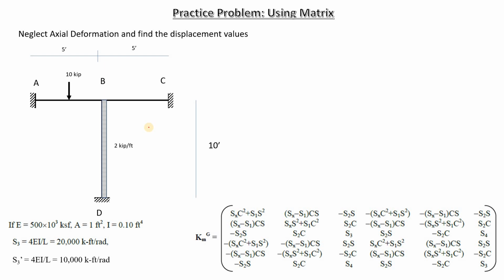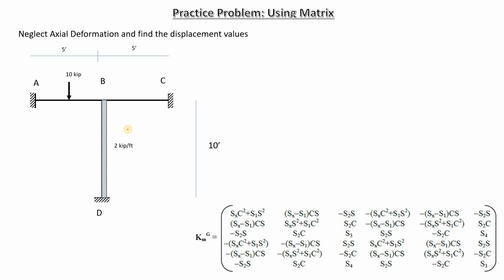So you can see that there are three members in this frame: member AB, member BC, and member BD. Member AB and member BC are 5 feet, but member BD is 10 feet. So there are going to be different values for that because of the length. Now if we go on to solving them, we can see that A, C, and D have fixed supports, meaning there are going to be no displacements or deflections there. So the only displacements that are available here are, let me just go to another page.